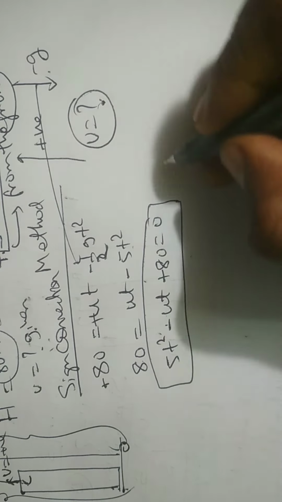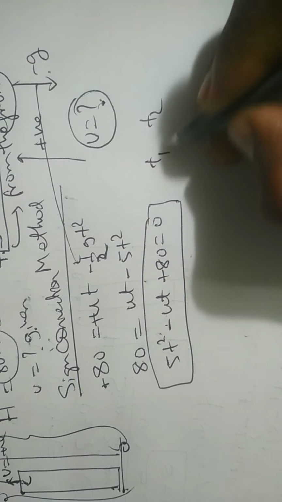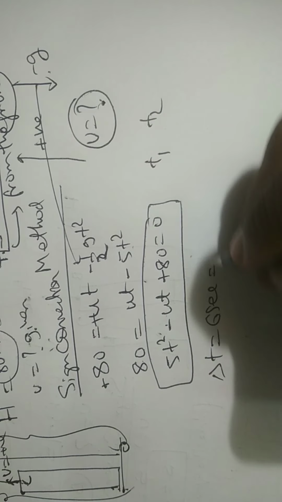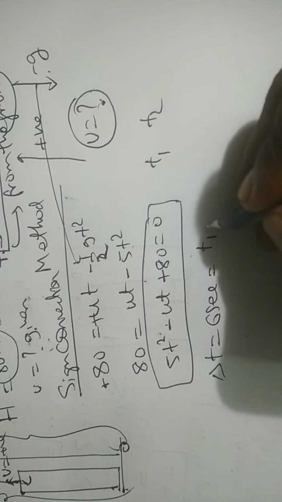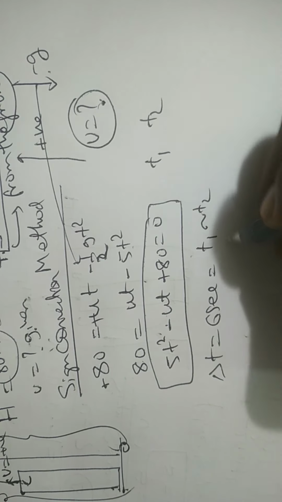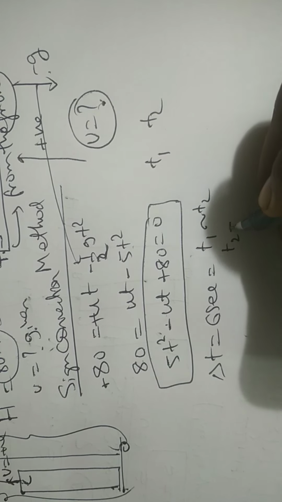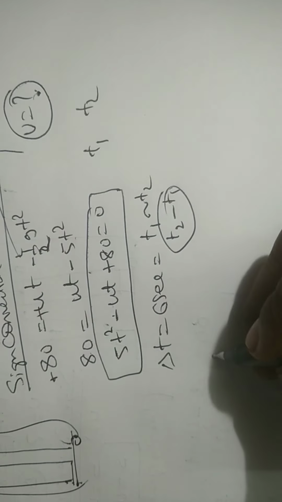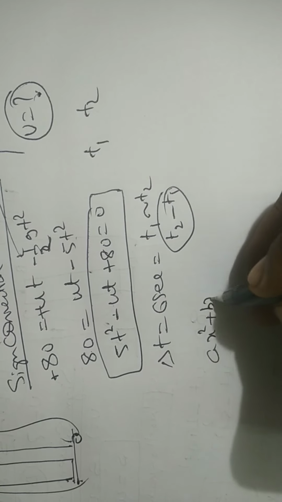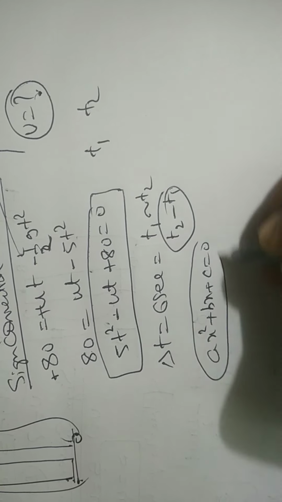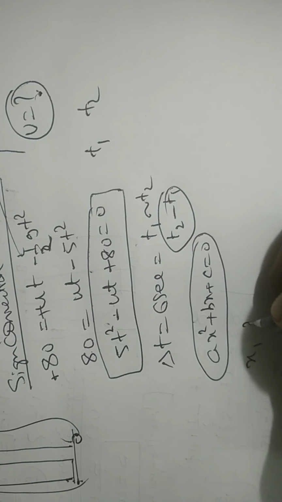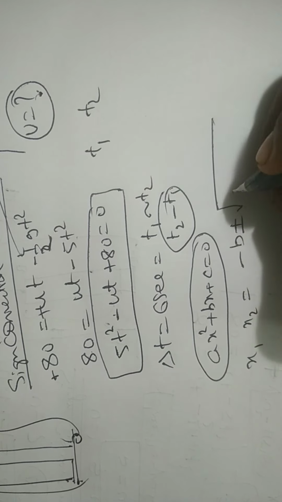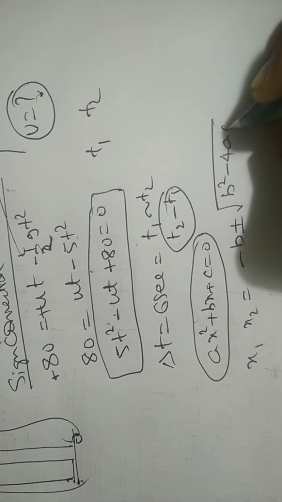Every quadratic equation has two times, t1 and t2, two roots. The difference delta t is given as 6 seconds in the question. So what is 6 equal to? t1 minus t2, or t2 minus t1. We can call it simply bigger time minus smaller time. So what do you do? We know that ax square plus bx plus c is equal to 0 is called a standard quadratic equation, and the roots x1, x2 are given by minus b plus or minus root over b square minus 4ac.